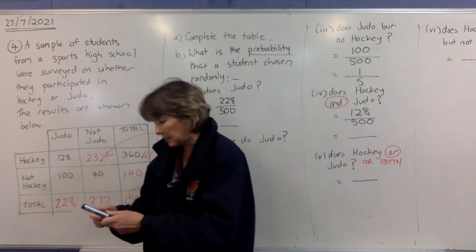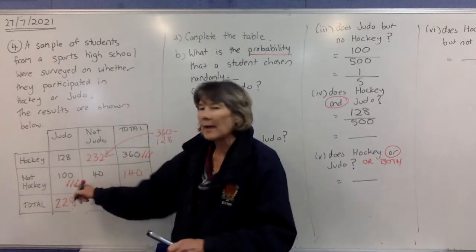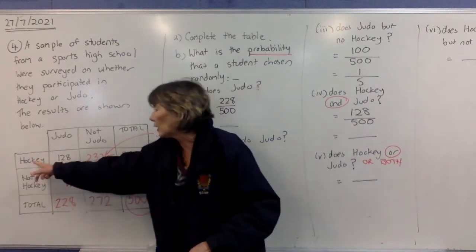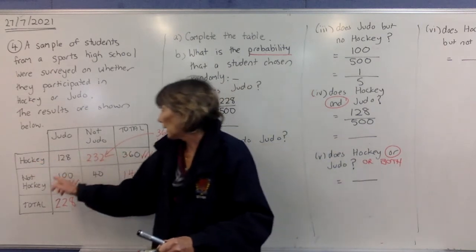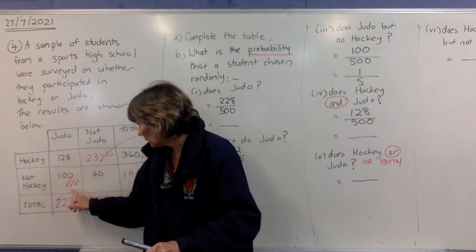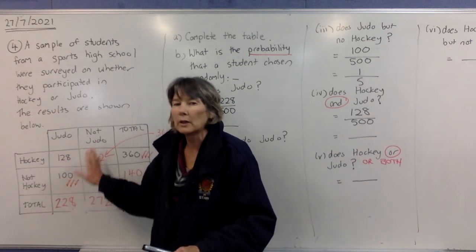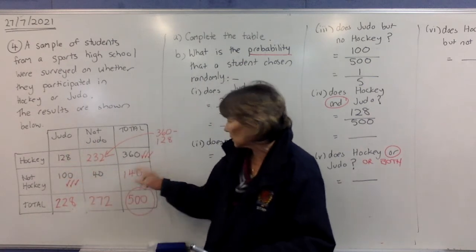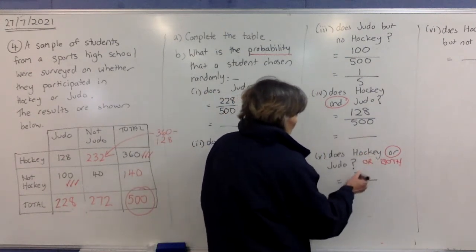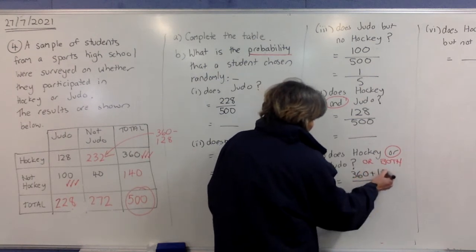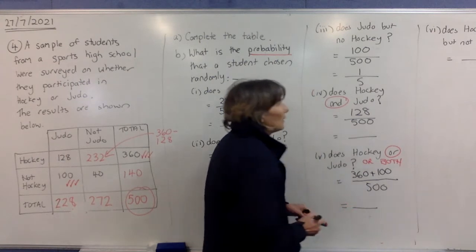We want all the hockeys or the people that do judo and not hockey. So we want to add those together. Be careful with that one. So it's all of the hockeys, or they can do judo and no hockey. We've already included the both, so you don't have to worry too much about that in this case. So we're just adding those ones together. 360 plus 100 goes on the top, and 500 on the bottom. And we'll be simplifying that in a moment.